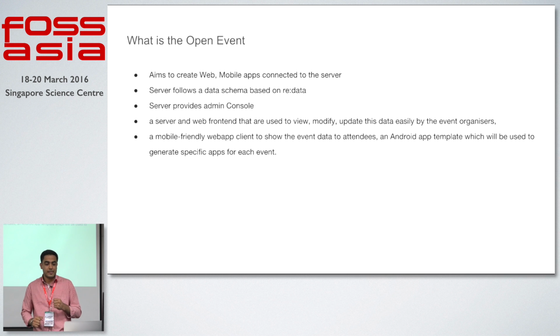So what is Open Event? It aims to create web apps and mobile apps which are connected to the server and get data in real time. The aim was to create a web app and mobile app connected to the server, which fetches the real-time data and displays it to the participants or to the speakers, whoever comes to the conference. Basically the main aim was to provide the data in real time.